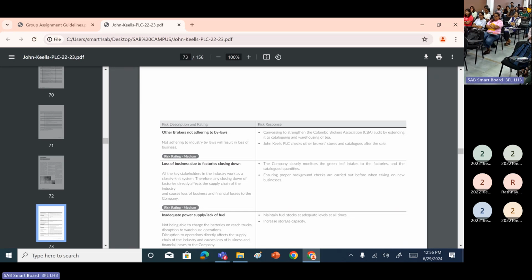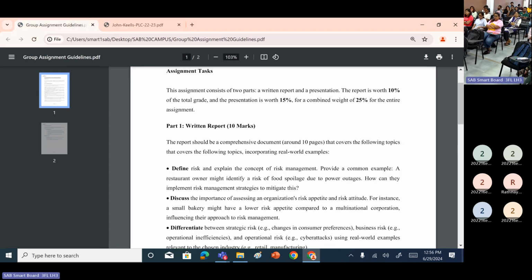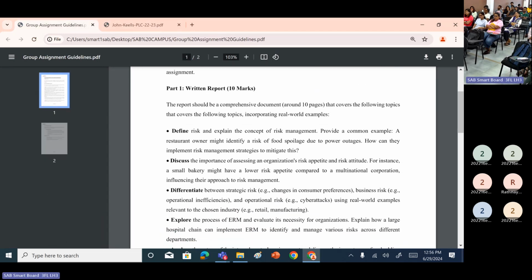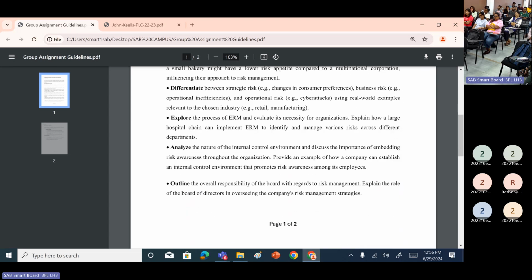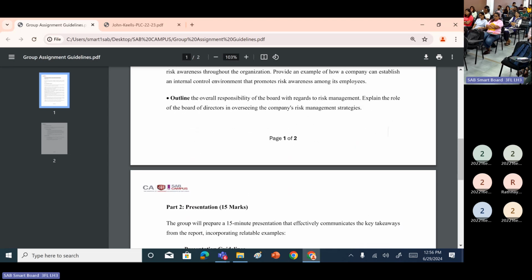So again, going to the written report, you can see the defined equivalence here. What you have to do is clearly mentioned.